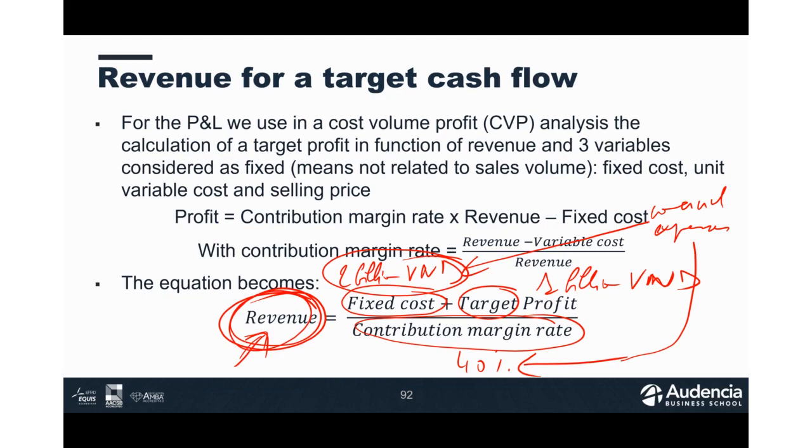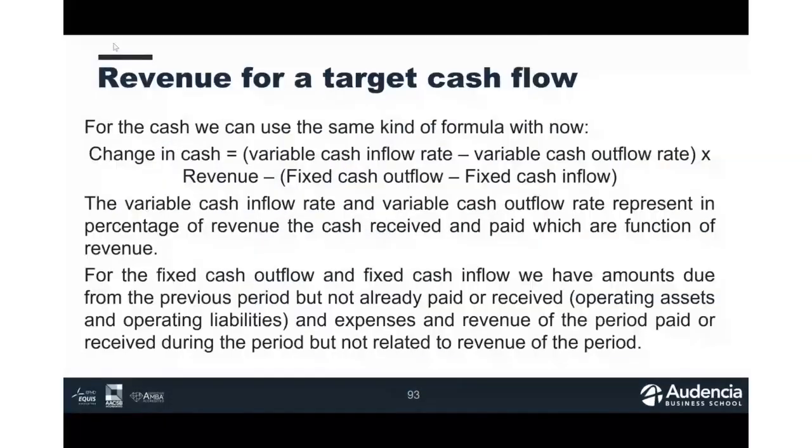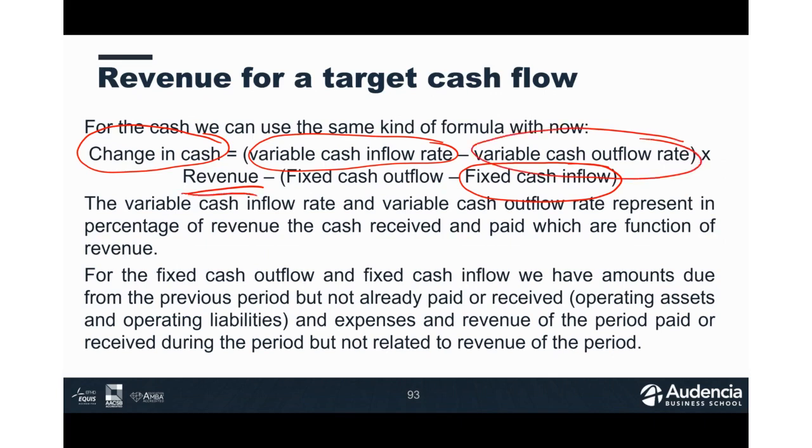We can do the same for the cash flows. For the cash flows, we have one equation. The change in cash is because of cash inflows minus cash outflows. In the cash inflows, we can separate two kinds of cash inflows: cash inflows related to the revenue, cash inflows not related to the revenue. It's the same for the cash outflows: cash outflows related to the revenue, cash outflows not related to the revenue.